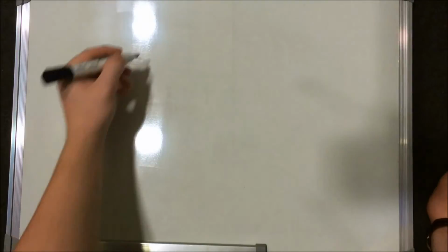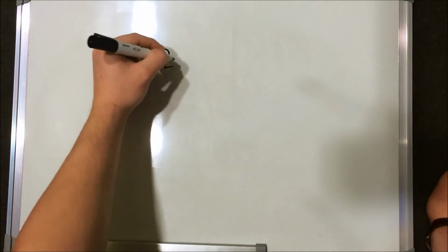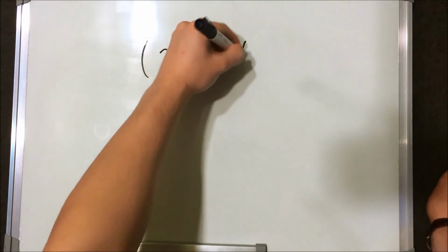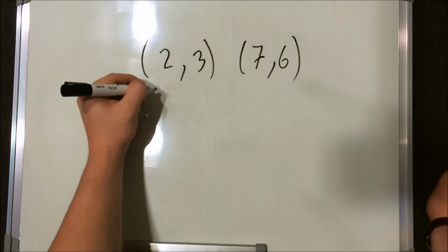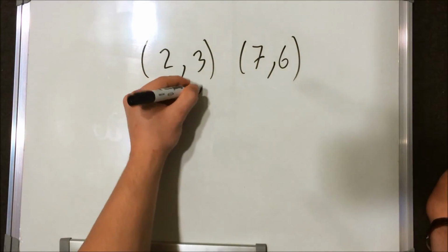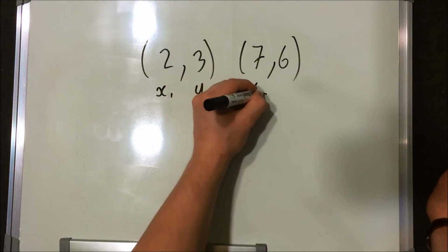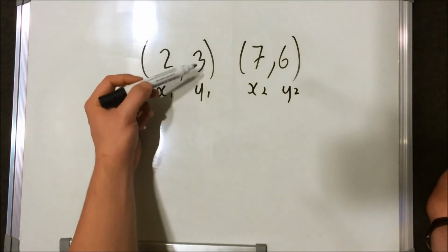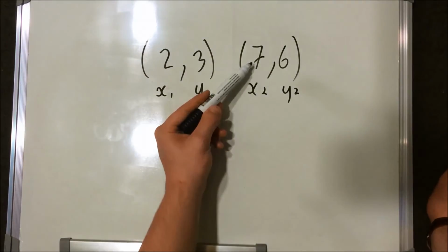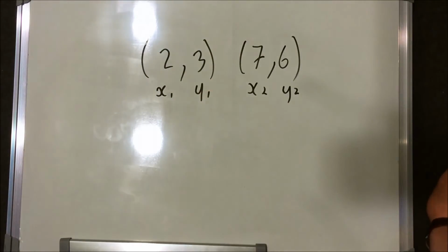Let's say for an example, in the question it doesn't give you the gradient, so how would you work it out? So let's say it gave you two coordinates, 2, 3 and 7, 6. So what we're going to do, we're going to label this x1, y1, and this x2 and y2. x1 because it's the x coordinate, y1, y coordinate, x2, x coordinate, y2, y coordinate.